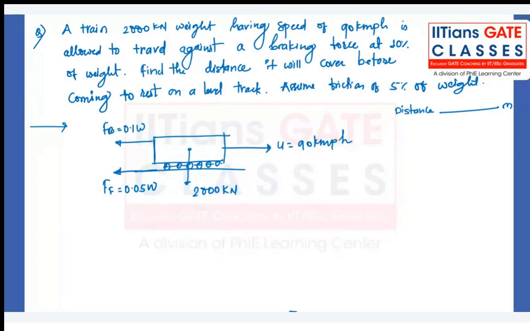No, 5.31 kilometers is not the correct answer. What they have given, the distance it will cover before coming to rest, means final velocity is zero, right? Initial velocity you already know, 90 kmph, final velocity is zero. With this hint, try to solve the question. V is equal to zero. Yes, 212 is the correct answer, Punya and Pranjul. If you just do the force balance here, what will you get?